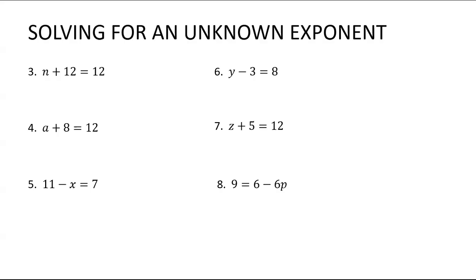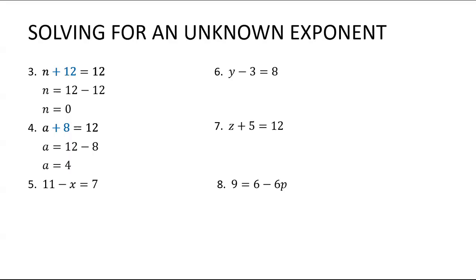I guess you've done everything now. That's why you pressed play. For the first one, you will transpose 12 to the right-hand side. When you transpose 12 to the right-hand side, it becomes negative. So you'll end up having 12 minus 12, and the value of n will just be 0. For number 4, you transposed 8. 8 to the right-hand side, it became negative. 12 minus 8 gives you 4.